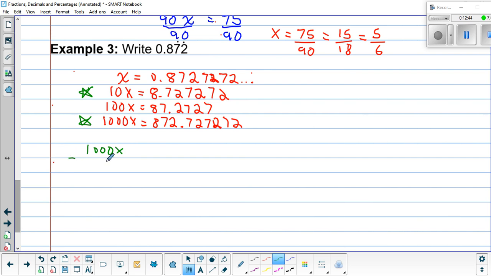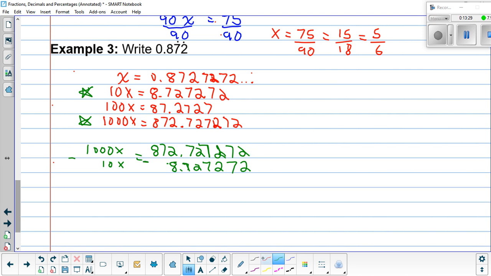Take away 10x. And that's going to be equal to, well, what's on our other side? 872.72. Sorry for my pen being a little slow. And we're going to take away, what is that? 8.7272. Okay. So let's subtract those.